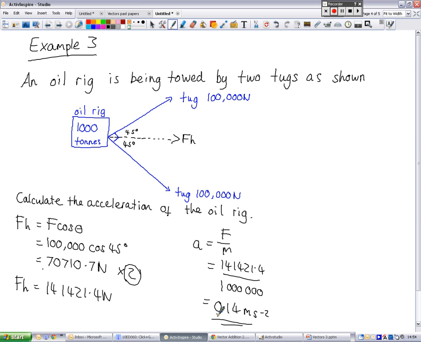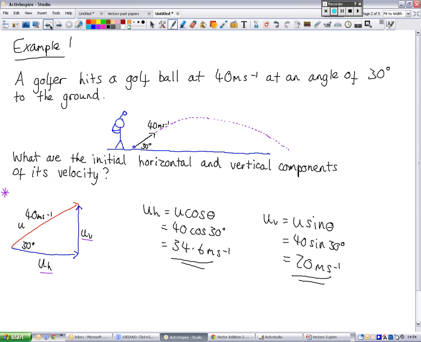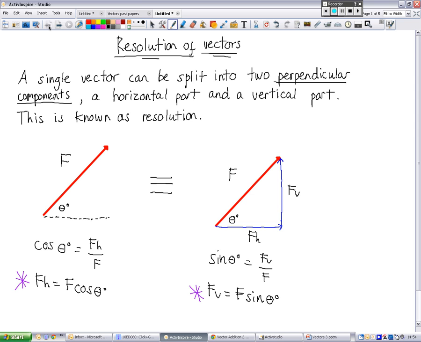So we can resolve vectors for force and for velocity in exactly the same way. They are made up of a horizontal component and a vertical component. If we want to figure out horizontal, it's going to be F cos theta, and if we want to figure out vertical, it's going to be F sin theta. That just comes from simple trigonometry, and that's as complicated as it gets for resolution of vectors.